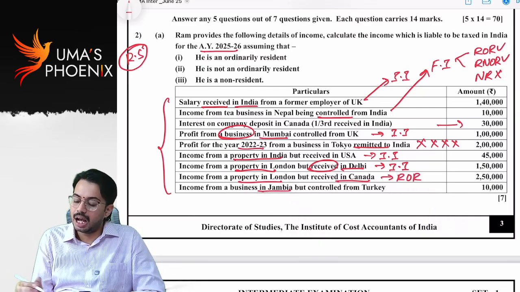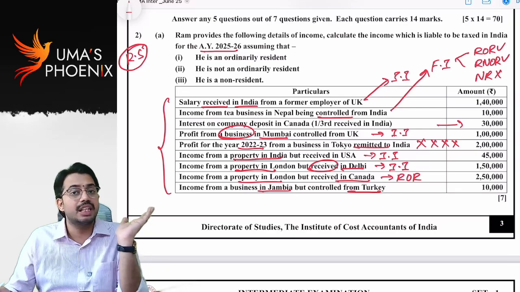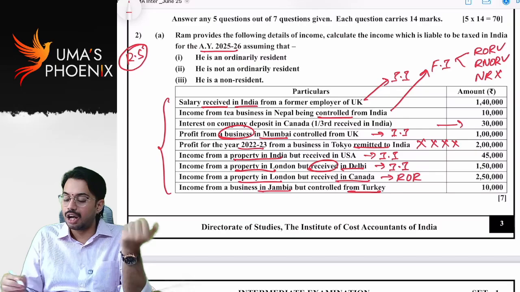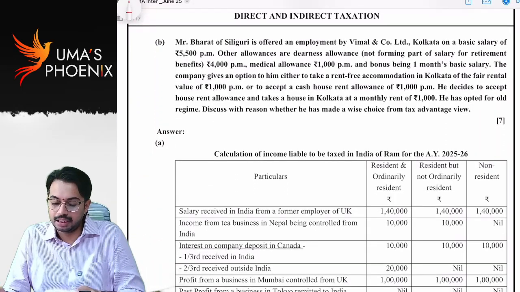Business in Zambia but controlled from Turkey. Both are outside India, right? Zambia, Turkey. As both are outside India, it is foreign income. It is taxable only for ROR. Are you able to understand?